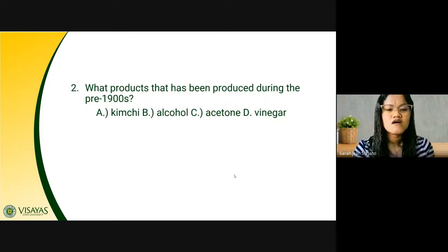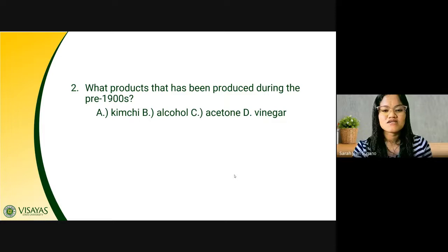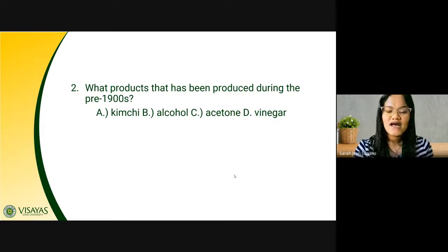So number two, what products have been produced during the pre-1900s? Is it A, kimchi, B, alcohol, C, acetone, or D, vinegar? Okay, so the choices are kimchi, alcohol, acetone, or vinegar.